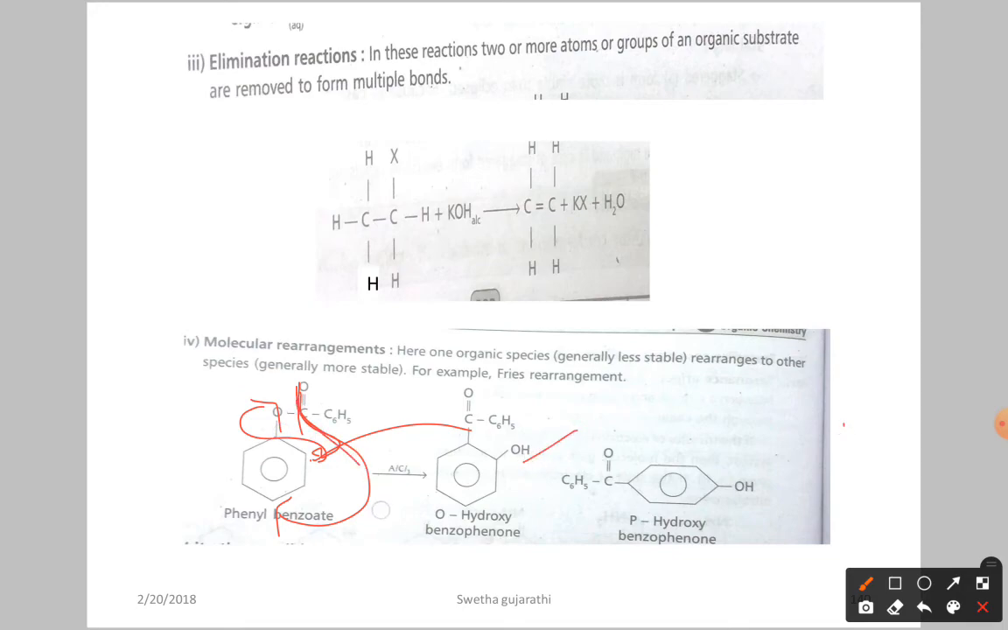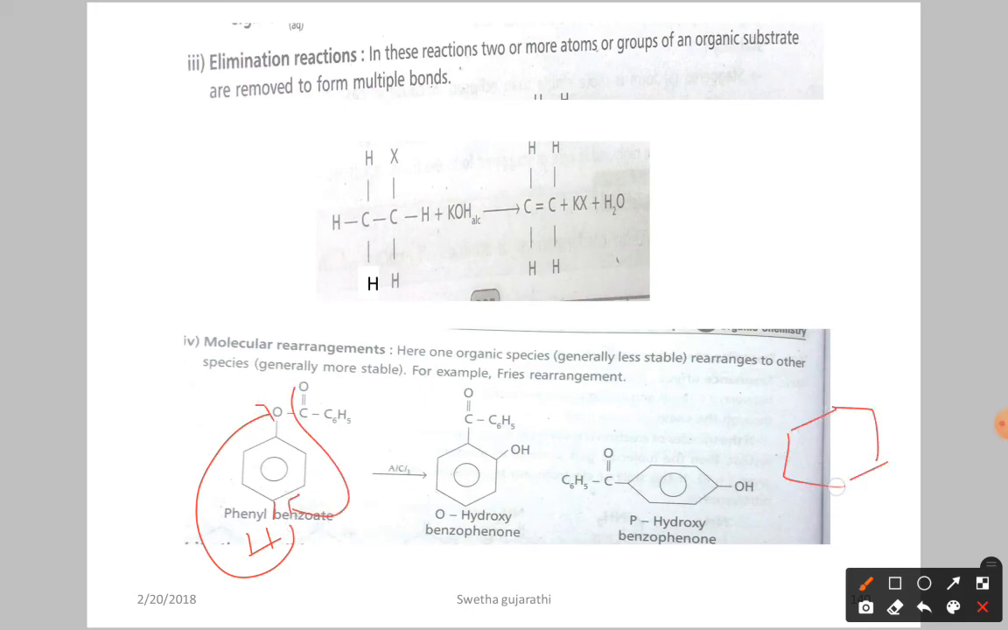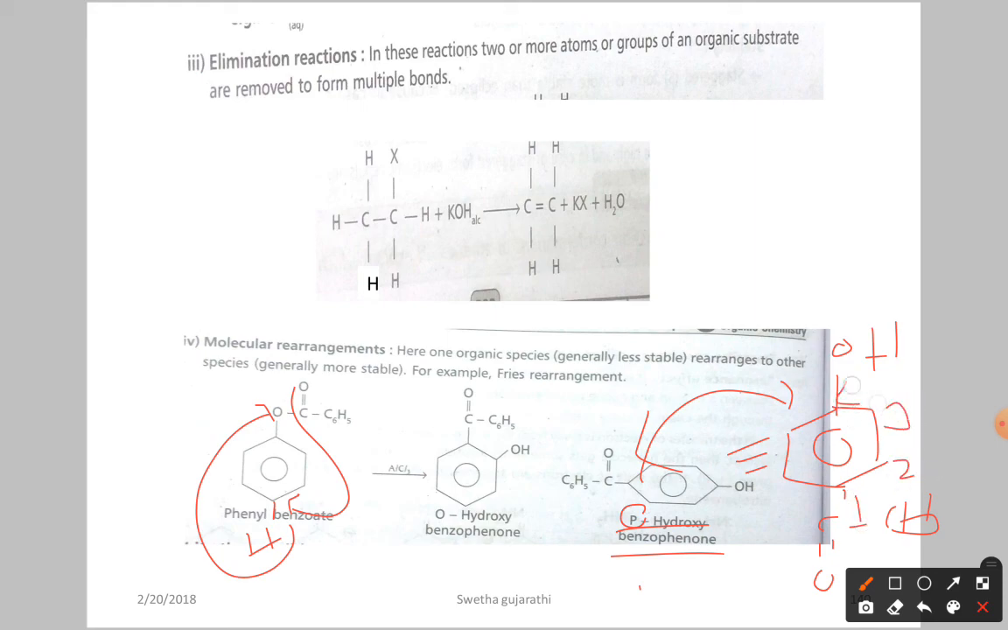If it shifts here, what happened? Here we have the hydrogen. This hydrogen will shift to oxygen and this group will come here. So you can write the structure as such: here C double bond O, CH3, and here you get OH. These two structures are the same, for the sake of convenience. Now it is called para hydroxybenzophenone. Para, why? Because in benzene, if the substituents are at 1,4 position, it is called para. So here we have substituents at the first and fourth positions, that's why it's called para hydroxybenzophenone.